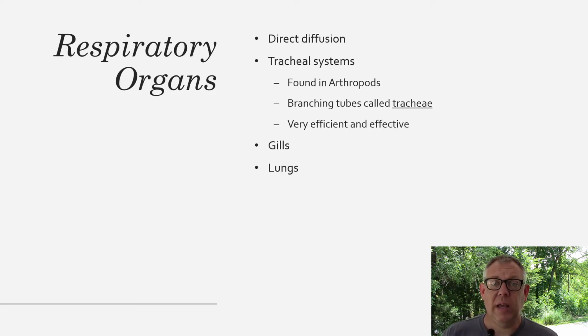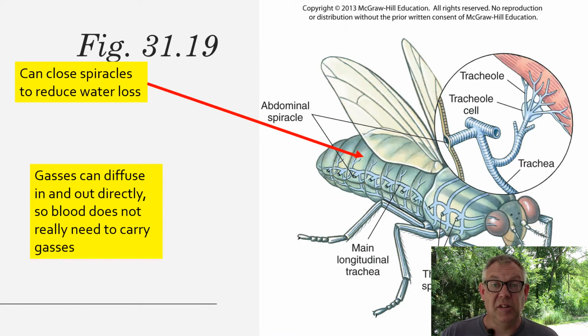And so you see things like tracheal systems that have evolved in arthropods. And these are just branching tubes called tracheae. These are just tubes that are stuck all throughout the body that have an opening to the outside. So it's still gases just moving in and moving out, but instead of having to move across the body surface, they have these tubes to direct the gases into the body and out of the body, and that makes it more efficient. It's very efficient and very effective, and it's one of the reasons that insects are so successful.